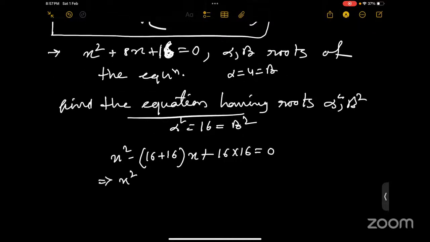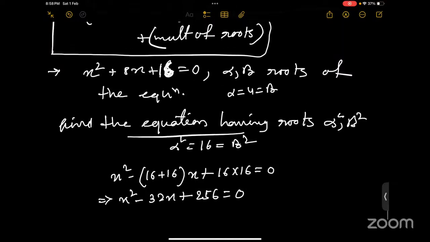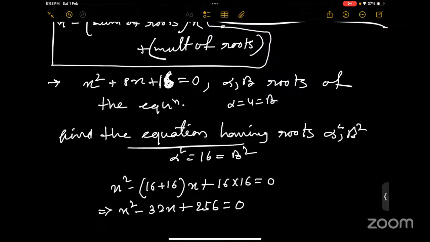So we will get x square minus 32x plus, 384 or something else maybe. What is 16 into 16? 256. Yeah. 256 equals 0. Okay. So this is the equation. This is the final equation. That means our required equation, right? So if you have the roots given, from the roots you can form the equation.